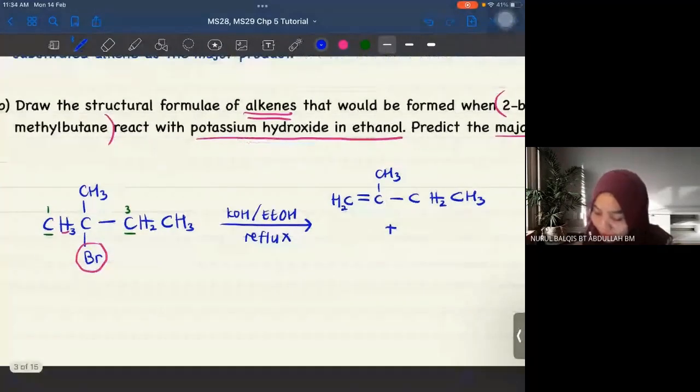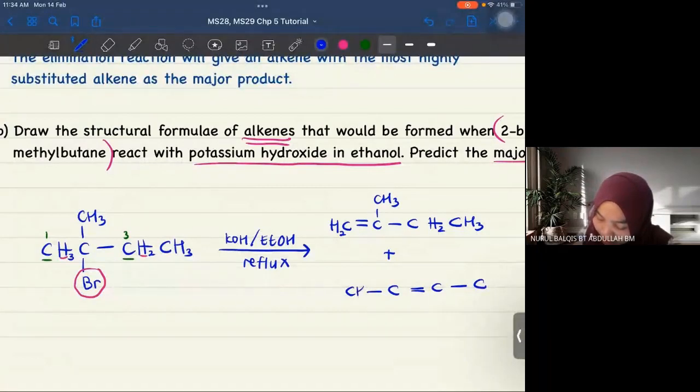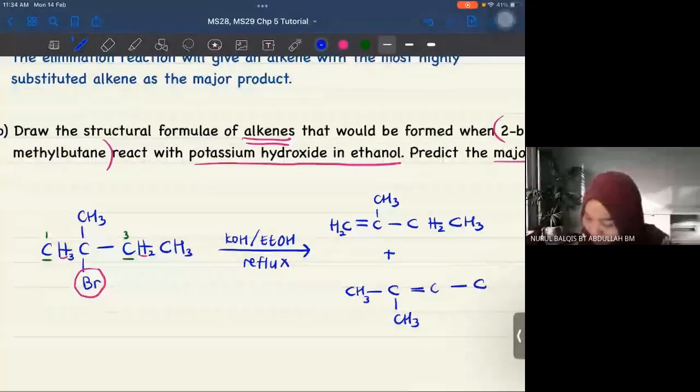Another product, we're going to form a carbon-carbon double bond between carbon number 2 and 3 by taking one of the hydrogens from carbon number 3. So kita akan dapat 1, 2, 3, 4 macam tu. Okay, and then we have this CH3. Bawah ni kita ada CH3. At carbon number 3 here we have CH, and then the last one we have CH3.